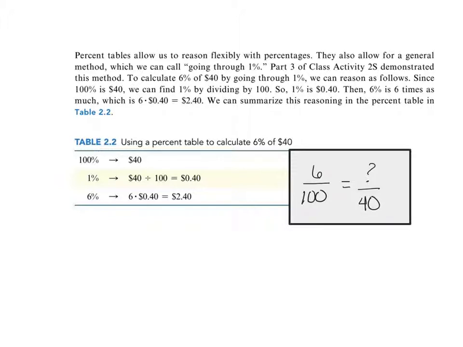When representing this with our fractions, 6% means 6 out of 100, and the whole amount was $40. That would go across from the 100, and we're looking for the amount that goes with the 6%.